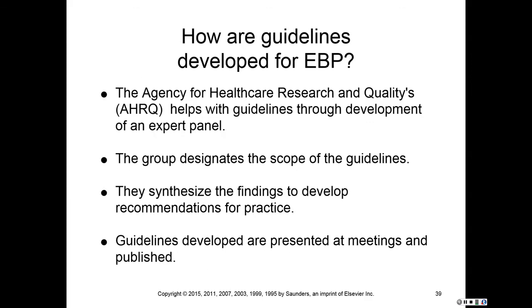How are guidelines developed for evidence-based practice? The Agency for Healthcare Research and Quality helps with guidelines through the development of an expert panel. The group designates the scope of the guidelines, they synthesize the findings to develop recommendations for practice, and the guidelines are developed, are presented at meetings and published.